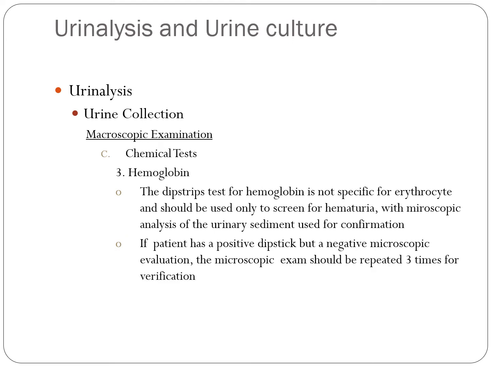Hemoglobin. The dip strip test for hemoglobin is not specific for erythrocytes and should be used only for screening for hematuria, with microscopic analysis of the urinary sediment used for confirmation. If a patient has a positive dipstick but a negative microscopic evaluation, the microscopic exam should be repeated 3 times for verification.